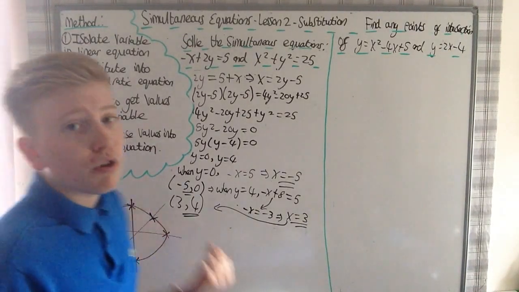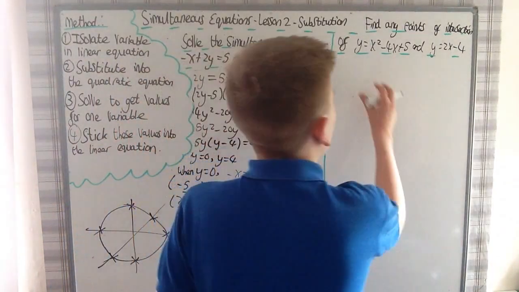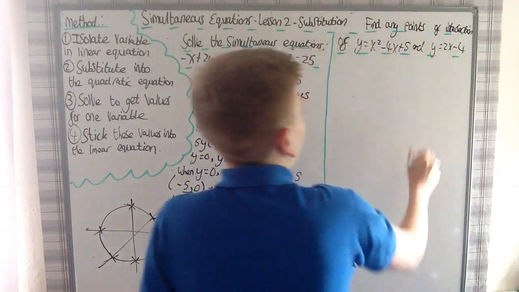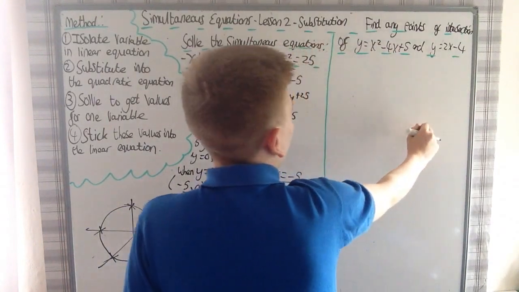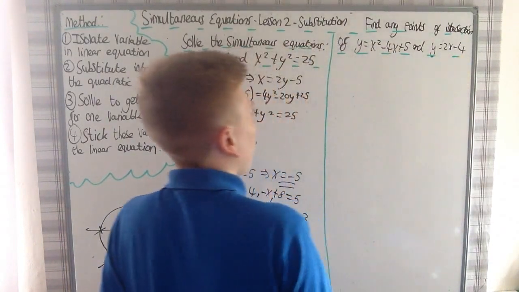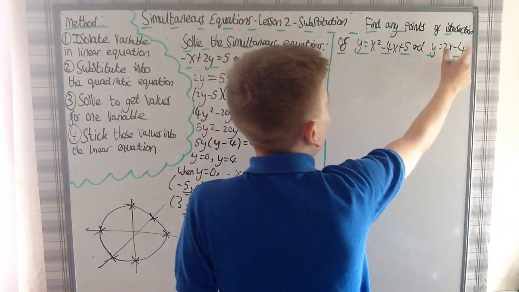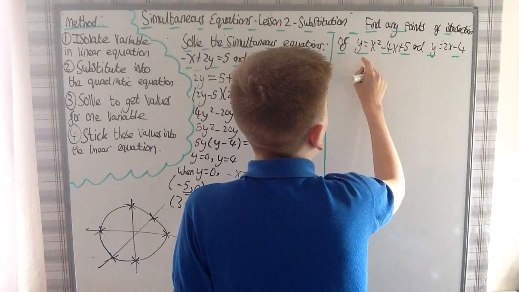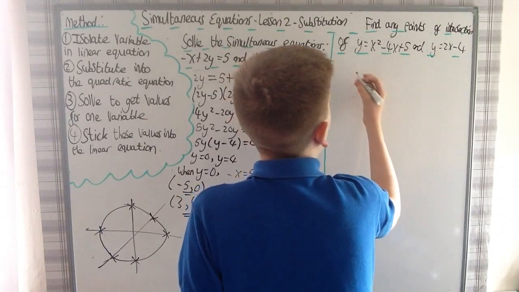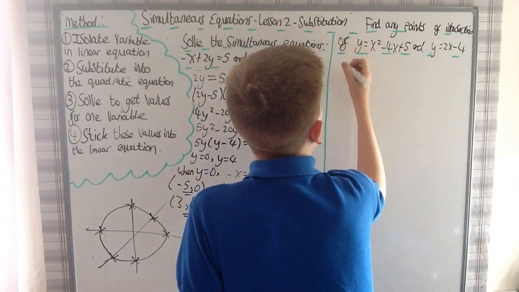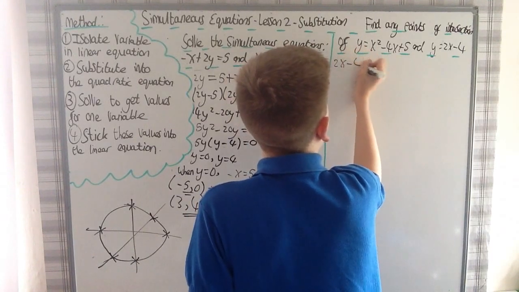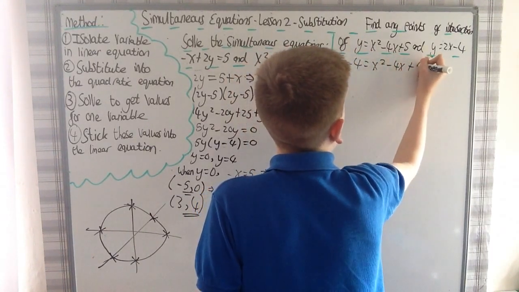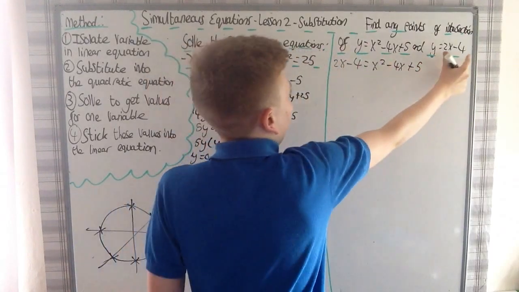Okay guys, hopefully you've paused the video and had a go yourself, so I'm going to go straight through this one. So, we already have this in the form y equals, okay? We don't need to isolate a variable, either x or y, because it's already isolated for us. So we can just use y equals 2x minus 4. If y is 2x minus 4, then using that as y here, we get 2x minus 4 equals x squared minus 4x plus 5. Okay? Because y is this.